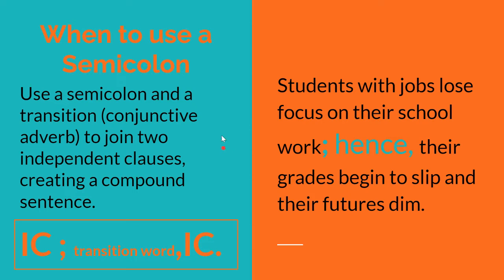For example, you can also use a semicolon with a transition word. Those transition words are known as conjunctive adverbs because they act like a conjunction, and they're telling us a little bit more about how these two independent clauses fit together. So: independent clause, semicolon, transition word, comma, second independent clause. Students with jobs lose focus on their schoolwork; hence, their grades begin to slip and their futures dim. This one tells me how these two independent clauses are so closely related.